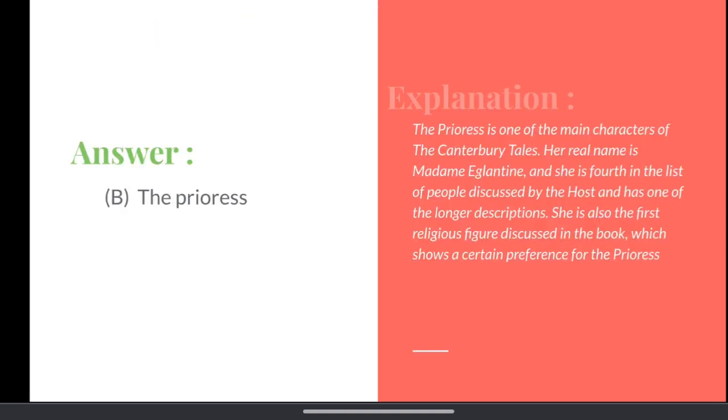Okay, the right answer for this question is option B, the Prioress. Okay, the Prioress is one of the main characters of the Canterbury Tales. Her real name is Madame Eglantine, and she is fourth in the list of people discussed by the host and has one of the longer descriptions. She is also the first religious figure discussed in the book, which shows a certain preference for the Prioress.